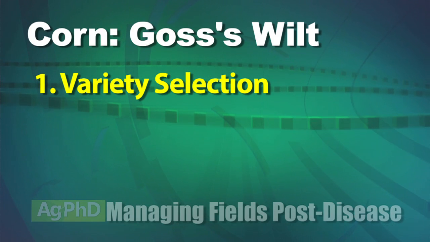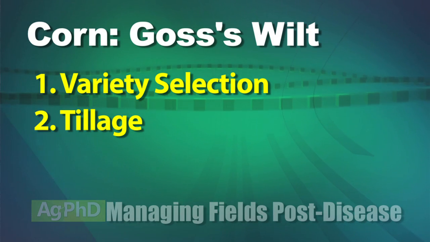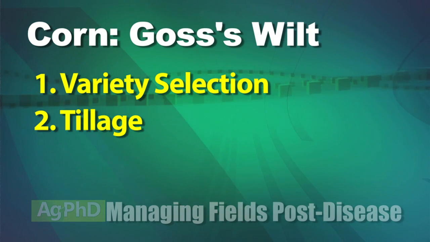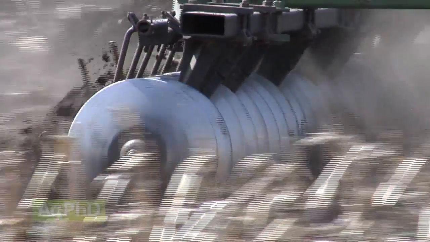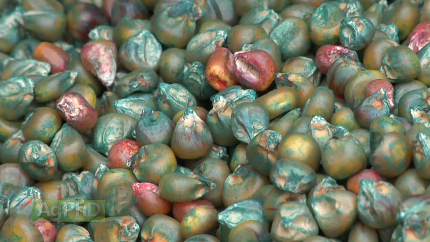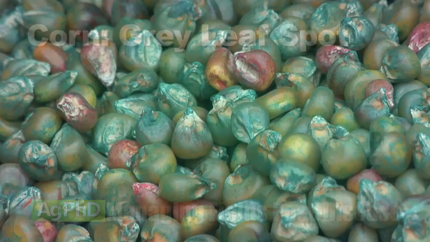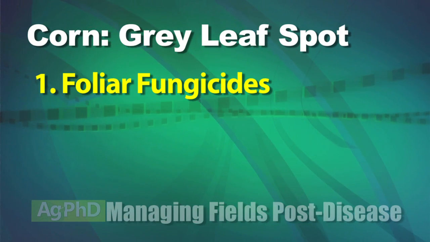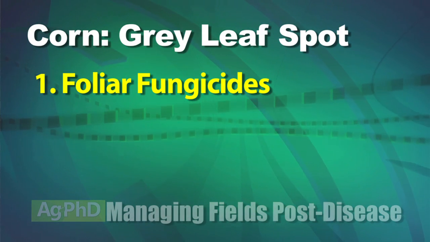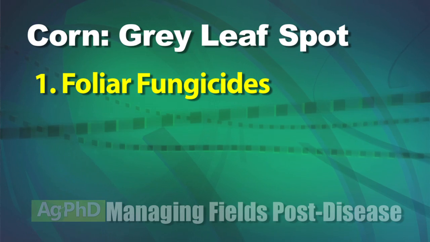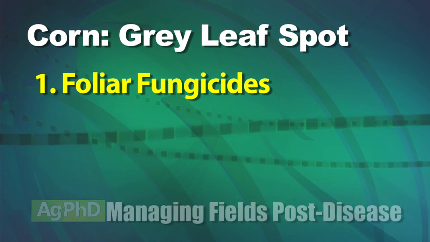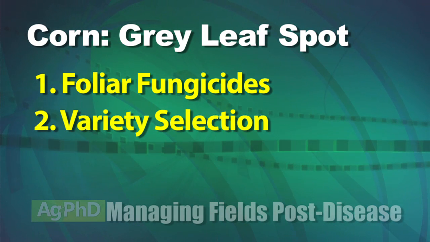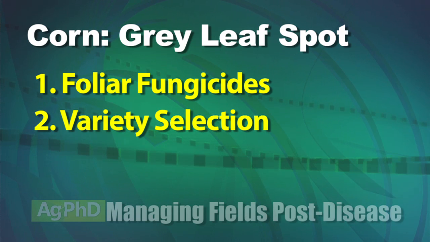Varietal selection is the best thing you can do, and of course tillage. If you've got Goss's wilt, it's going to hang out in that residue, so bury that residue if you can in your area. Otherwise, choose the best hybrid. That's the best thing you can do right now. Gray leaf spot. Gray leaf spot you can manage with foliar products. You can use foliar fungicides, get them out there before the gray leaf spot becomes prevalent. You can do a nice job protecting, and then also varietal selection. There are big differences there in gray leaf spot tolerance.